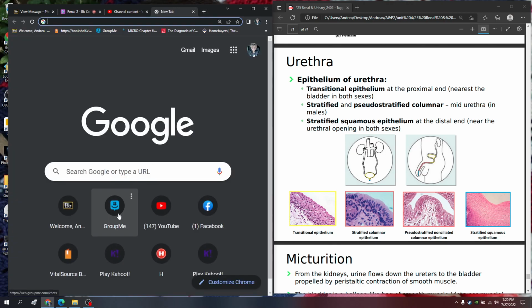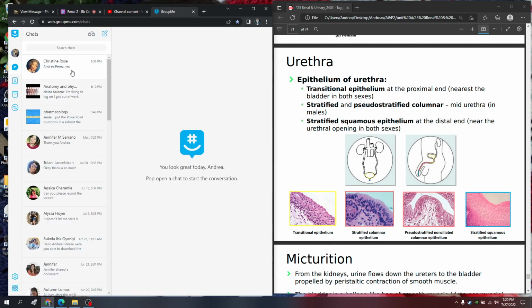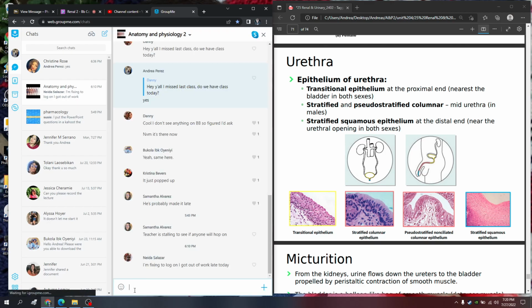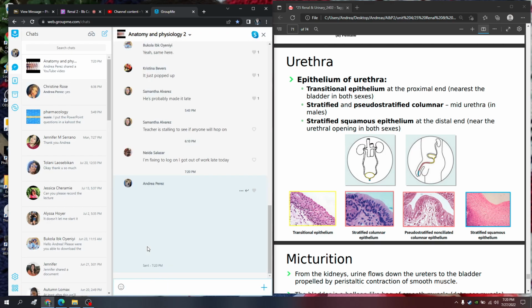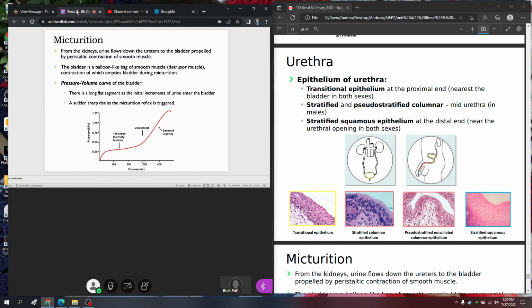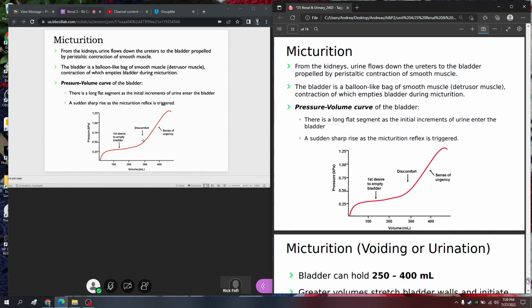As your bladder fills and expands with the volume, down here on the x-axis, see milliliters. Around, and again, these are averages, it depends on how big your bladder is, how small it is. But for average, around 300 milliliters, that's when you're like, oh God, I need to pee. And then when it gets to 400, you're like, okay, I'm not kidding. I need to find a bathroom.